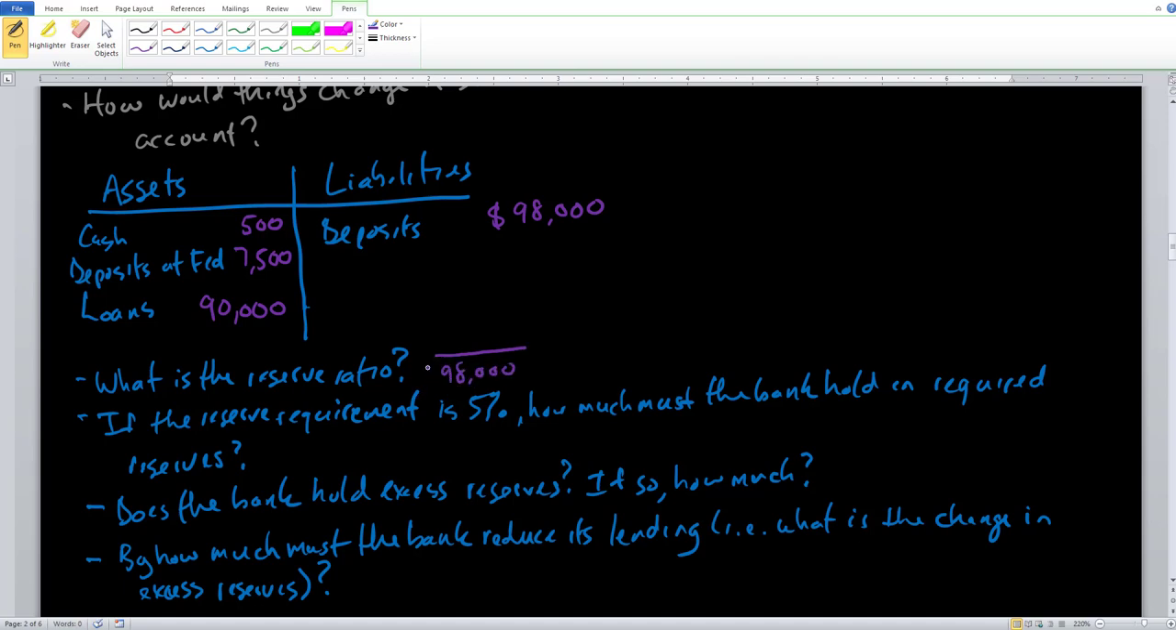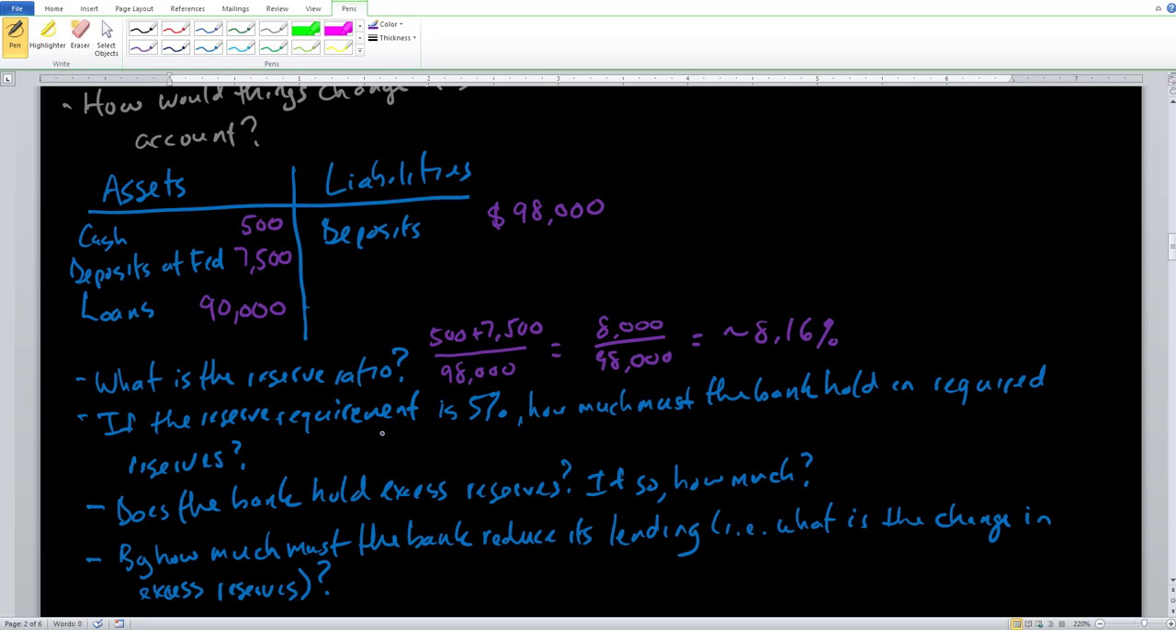We put the reserves in the numerator. It's going to be 500 plus 7,500. And then we simplify as much as we can. It's going to be 8,000 over 98,000. And this will give us roughly 8%, so about 8.16%. So before we had a reserve ratio of 10%, now we only have a reserve ratio of 8.16%. So the bank is holding 8.16% of all of its deposits as reserves.